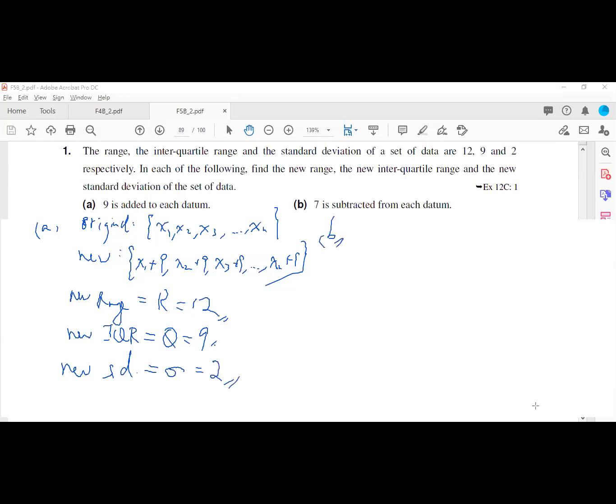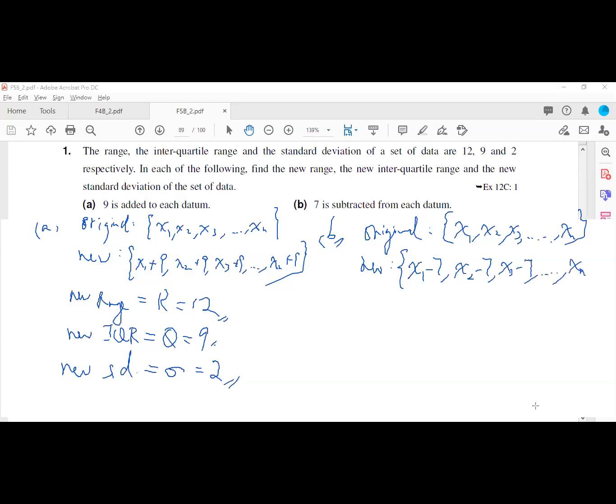咁其實 part B 咧都一樣喎，係嘛？咁但係咧我都係想寫埋呢一個俾你睇嘅啫。Original set of data is x1, x2, x3 up to xn. Okay? And then new set of data. This time, what we have done on the data is 7 subtracted from each datum. Okay, so each datum is minus 7. So the first data becomes x1 minus 7, and then x2 minus 7, x3 minus 7, and so on. And then the final one is xn minus 7.